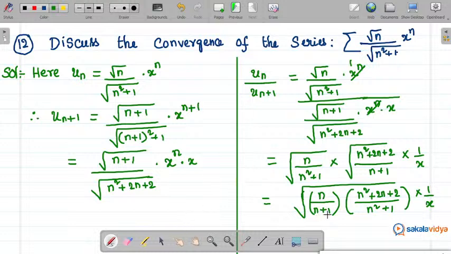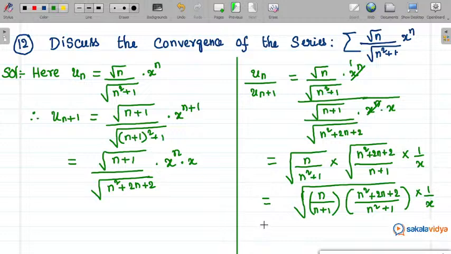you can take n common. This is 1 plus 1 by n you will be getting. Here n square common. So let us do it now. So this is equal to, you can write root over n by, here n common, 1 plus 1 by n.